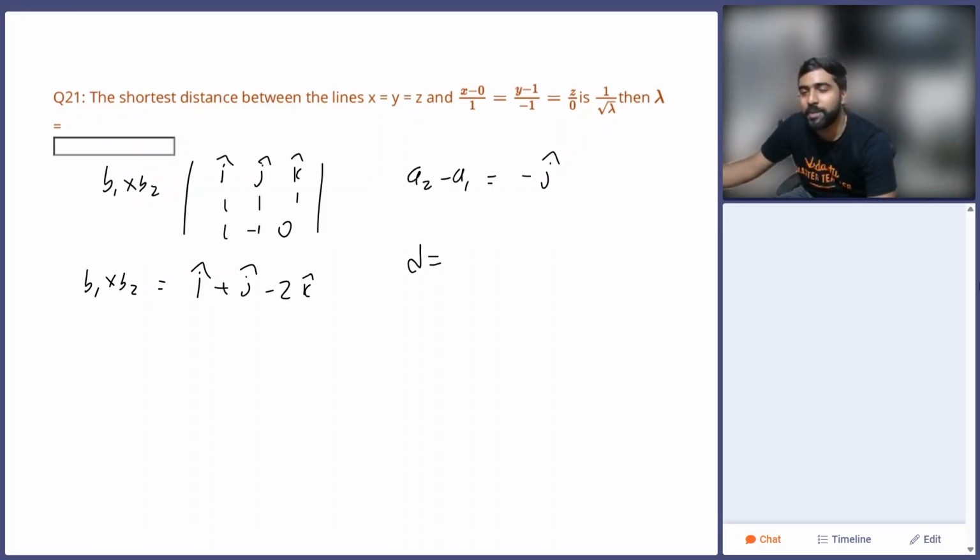B1 cross A2 minus A1 dot B1 cross B2, that is -1, divided by magnitude of B1 cross B2. What is that? Root of 1 plus 1 plus 4. So what is the distance? That's 1 upon root 6 over here.